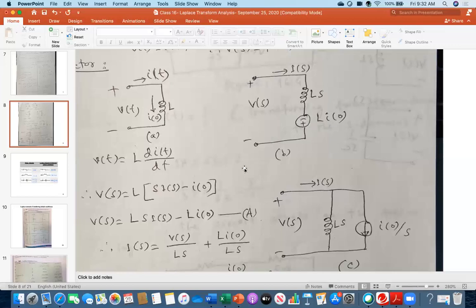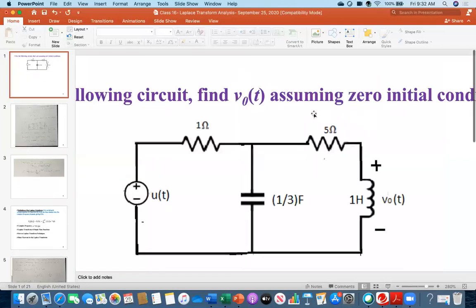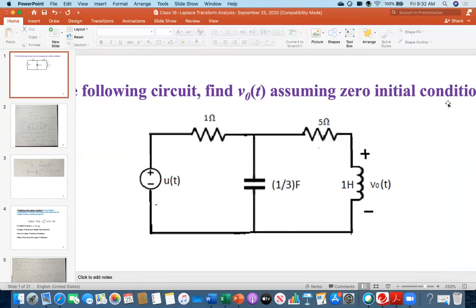Could you follow what I'm saying? Yes. So you're saying if there are no initial conditions, the voltage is just sL? Yes. For example, look at this problem: it says assuming zero initial condition. That clearly means that for this one, just apply sL.